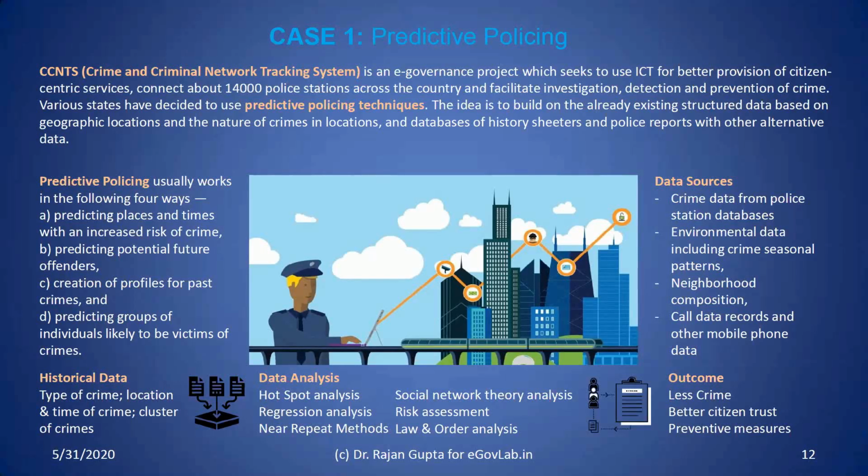So the idea is to build on the already existing infrastructure database on geographical locations and the nature of crimes in locations, and databases of history sheeters and police reports with other alternative data sets. So you have various kinds of data available with the crime department, with the police department, in the form of databases at the police stations with respect to environmental data, including crime seasonal patterns. So you'll see there are a certain number of crimes that happen in a particular season, at a particular time, at a particular place, in a particular region. All these data sets are recorded in the police station databases.